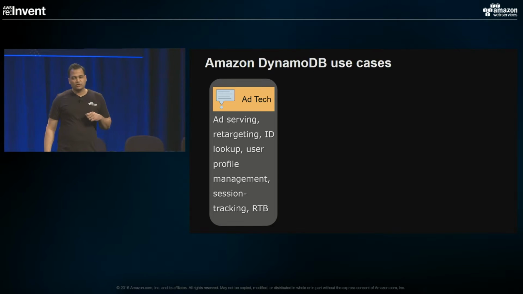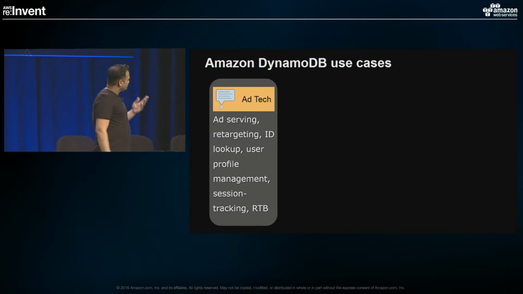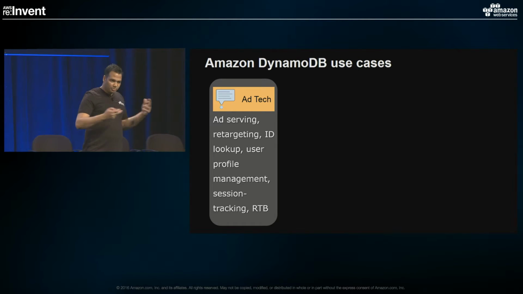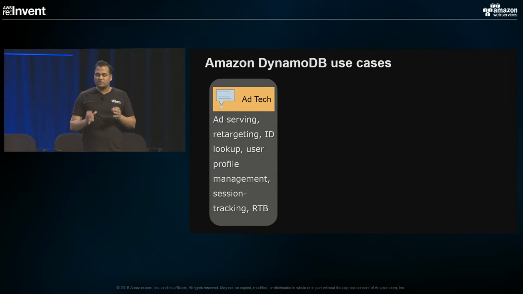Here are some of the common use cases that we see using DynamoDB. Ad tech is very popular using DynamoDB due to performance and scale and the millisecond, microsecond latency you can accomplish. Let's say you're trying to place an ad and you have only a few seconds, milliseconds, to be able to show which ad you want to display.